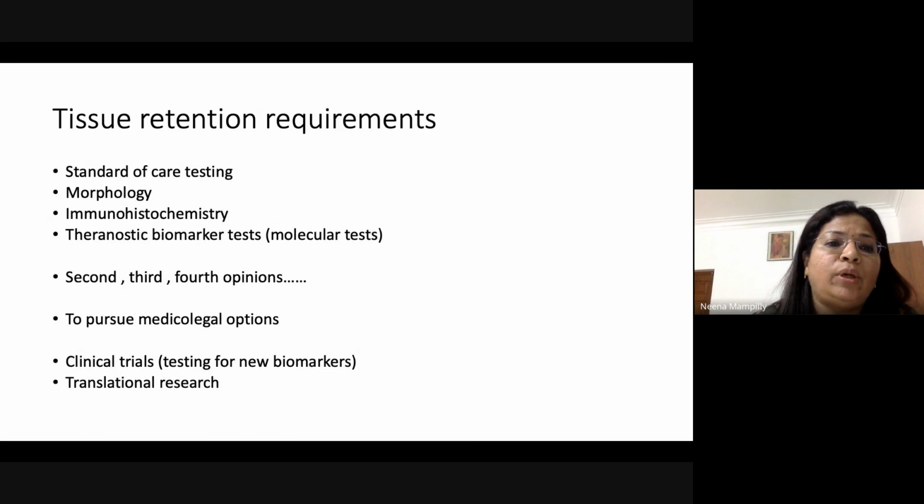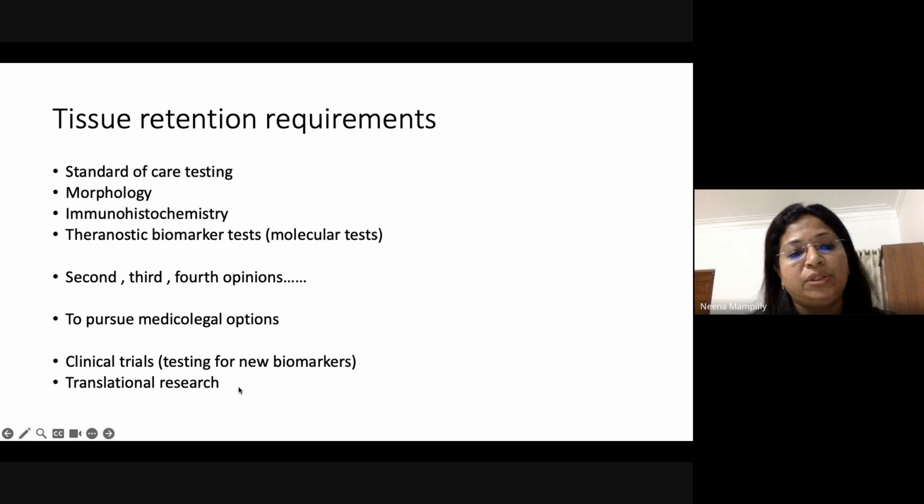And how does it imply to us? We need to know what are the tissue retention requirements. We need to know why we should keep the tissue in the block and not exhaust it. We need the tissue for standard of care testing, for our morphology, for a reasonable diagnosis. We need immunohistochemistry backup. We need to do the biomarker test. Apart from that, tissue has to be retained for second, third, fourth opinions if required. Those are all the rights of the patient to pursue medico-legal options if required. Clinical trials. If the patient needs to enter into a clinical trial for testing for new biomarkers, there has to be tissue left in the block, and translational research if required. So these are basic rights of the patient which we should be aware of.